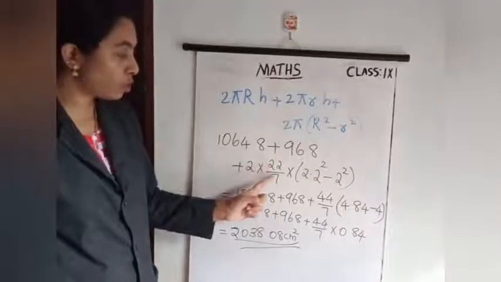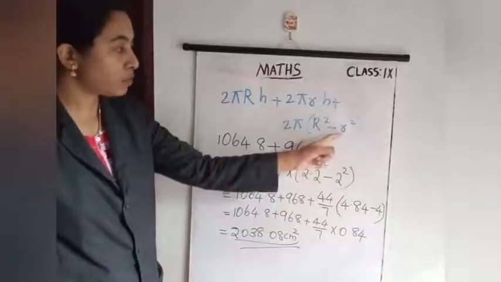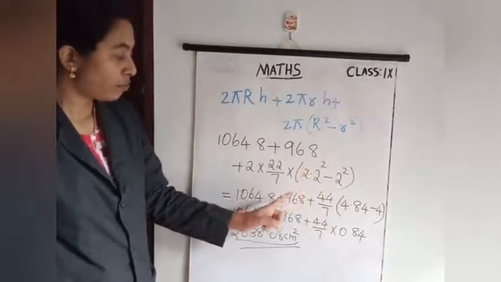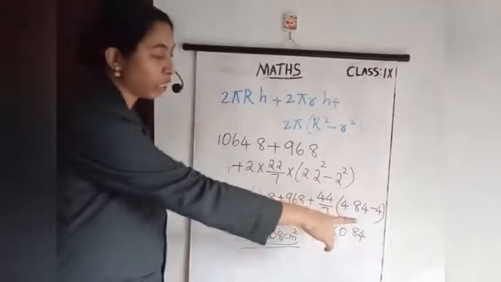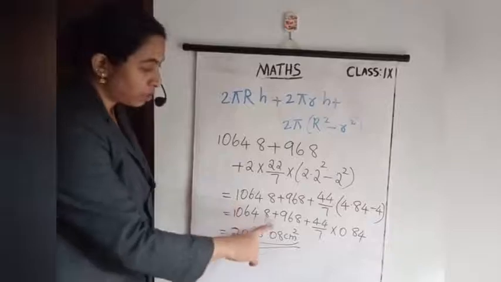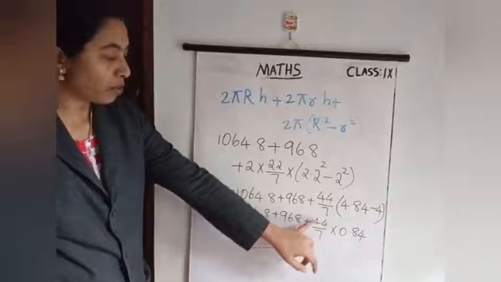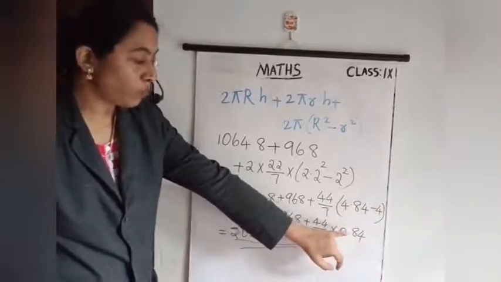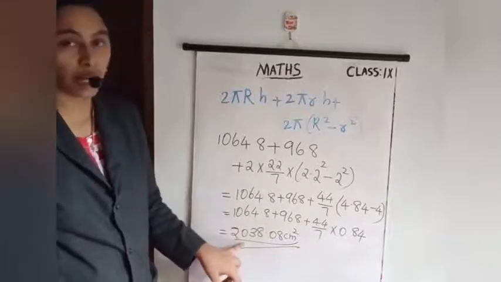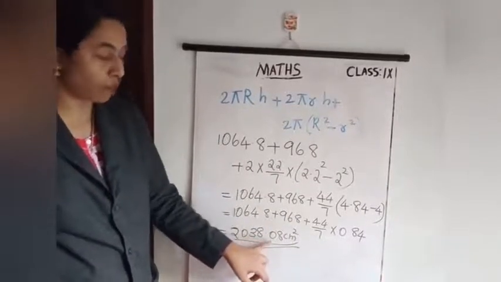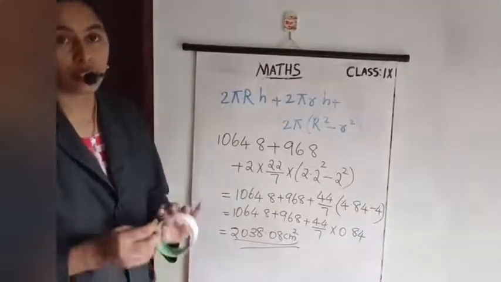2 into 22 by 7 into R is 2.2 square minus small r 2 square. Now find 2.2 square, that is 4.84, and 2 square is 4. Now subtract this, we get 0.84. Now multiply 44 into 0.84 and divide by 7 and add this all, we get final answer 2038.08 centimeter square. So this is the total surface area of this pipe.